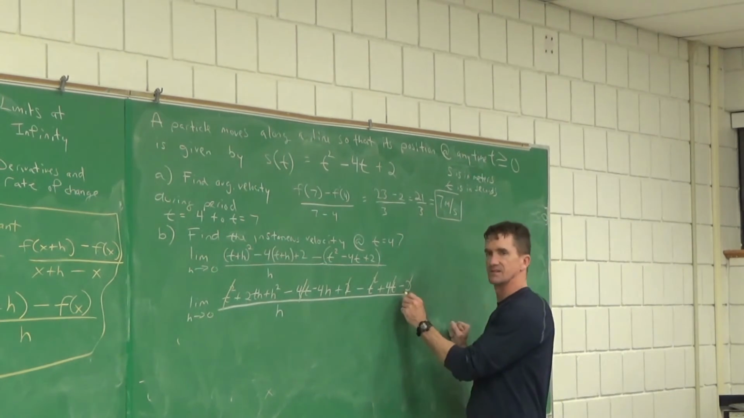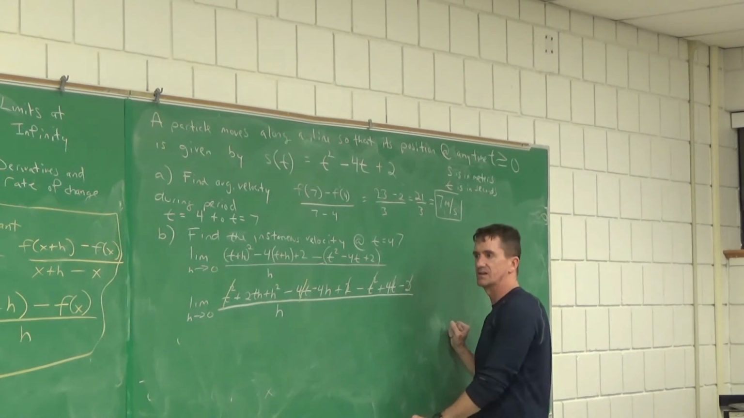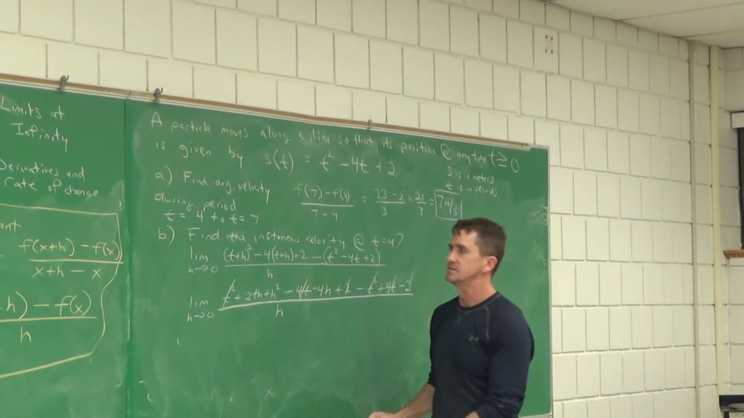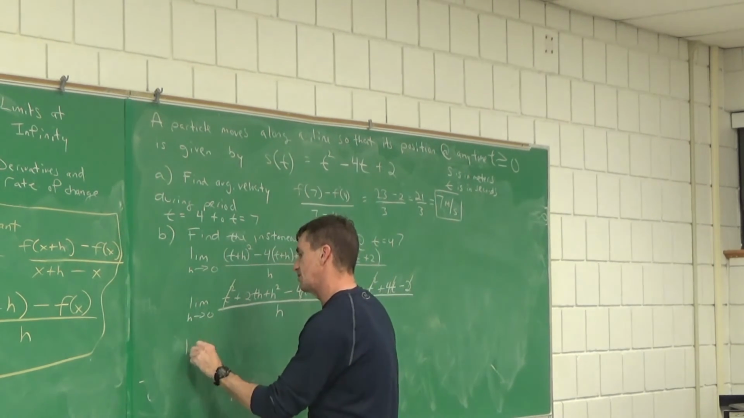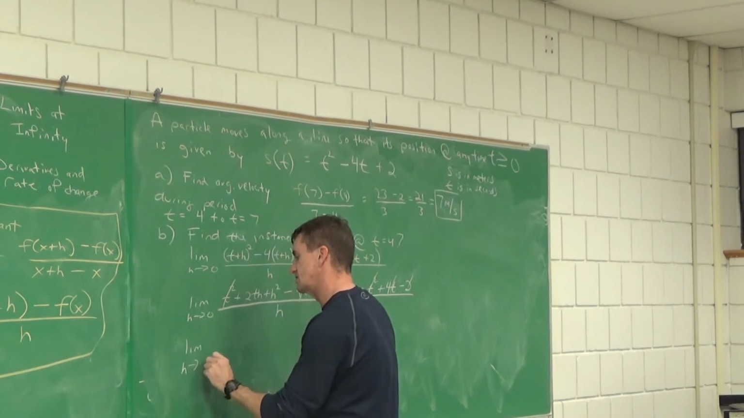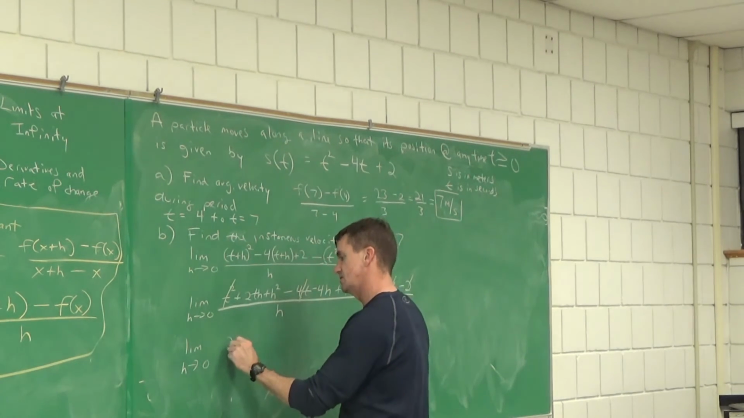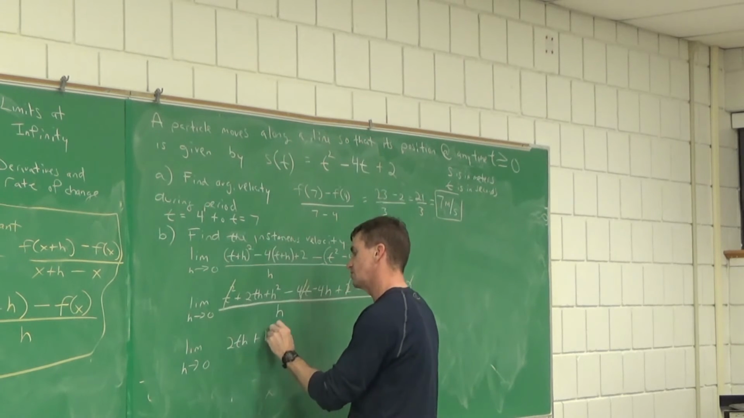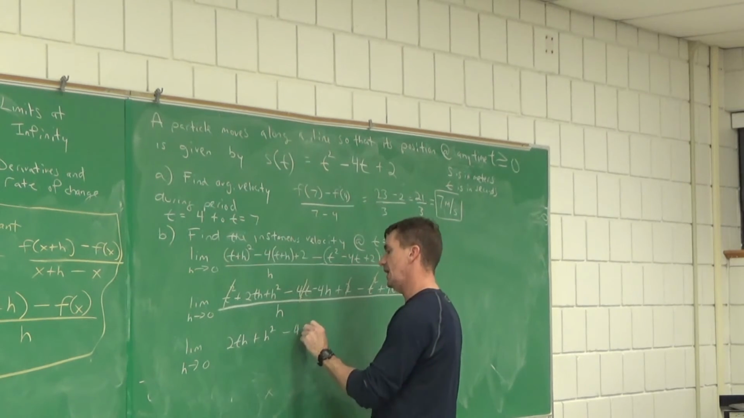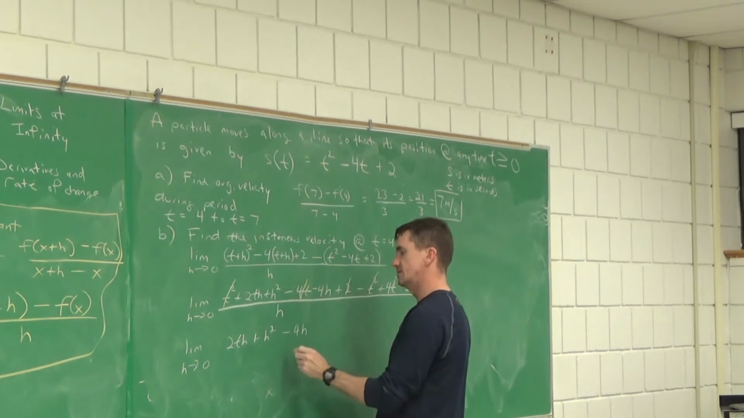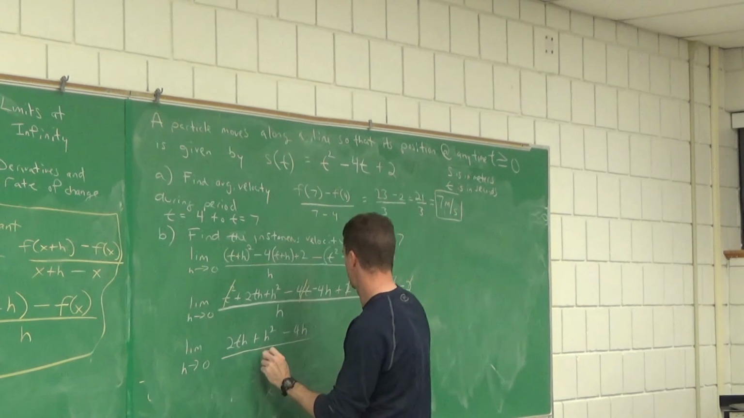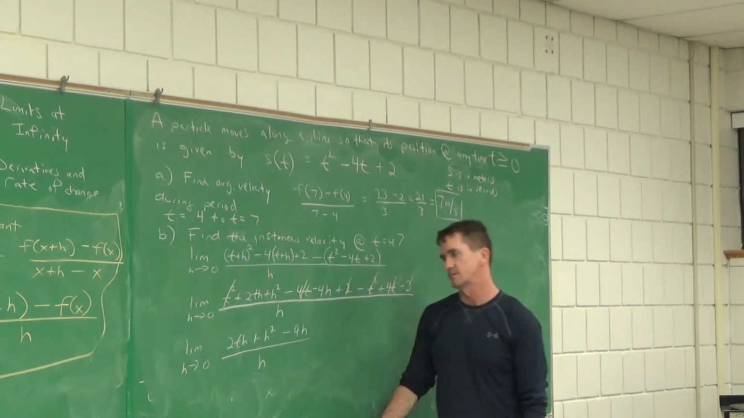Hey, some students do this, look. They scratch out, they scratch out. Now what does all this become? Okay, keep writing, lim h goes to 0. Here I go, lim h goes to 0. What's this now? 2th plus h squared minus 4h. Is that it? All over h, right?